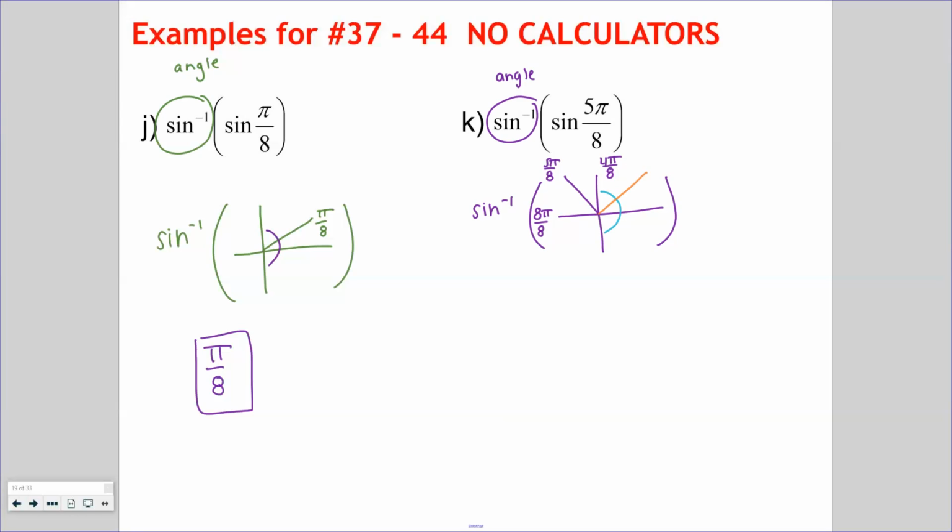Okay, got to use a little bit of geometry here. This angle is 3 pi's over 8, which means this angle here is 3 pi's over 8. Final answer.